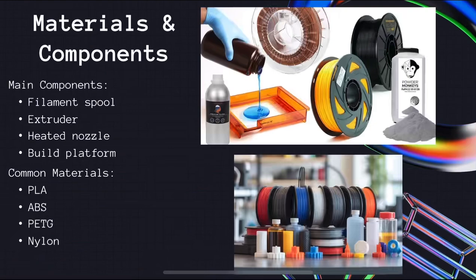Common materials used in FDM include PLA, which is easy to print and environmentally friendly; ABS, which is stronger and more heat resistant; PETG, which provides a good balance between strength and flexibility; and nylon, which is very tough and suitable for mechanical parts.